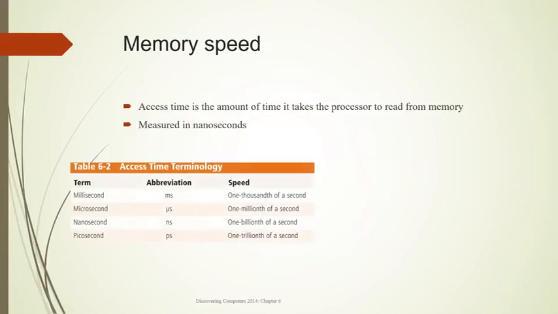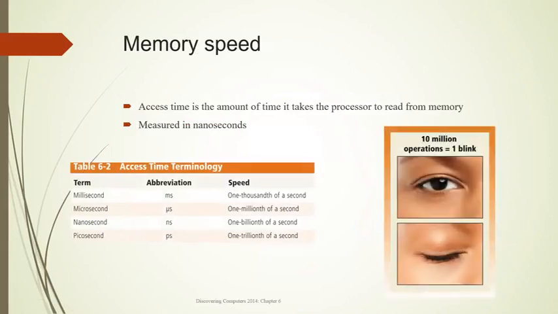Okay, memory speed. Access time is the amount of time taken by the processor to read from the memory. That is called the memory speed. Access time is the amount of time taken by the processor to read the data from memory, measured in nanoseconds. Here, millisecond is like one thousandth of a second. Here you can get the idea. Nanosecond, one billionth of a second.